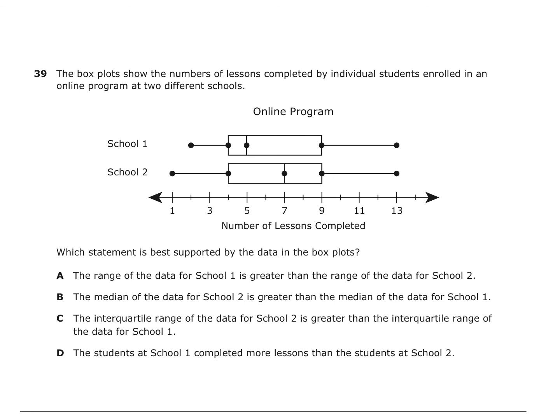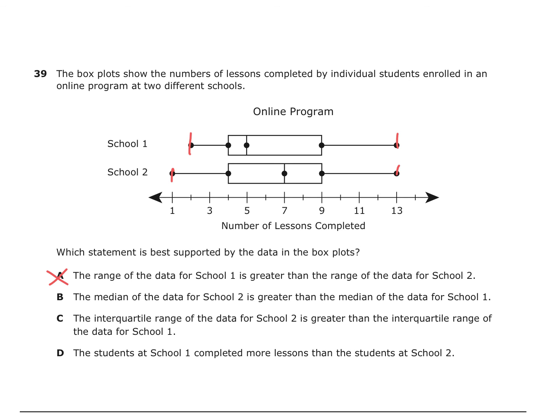Number 39. The box plots show the numbers of lessons completed by individual students enrolled in an online program at 2 different schools. So school 1 is the first one, and then school 2. Which statement is best supported by the data in the box plots? For answer A, the range of data 1 is greater than the data for school 2. Well, from here, which is 2, up to here, is not greater than from 1 to 13. So that is a false statement.